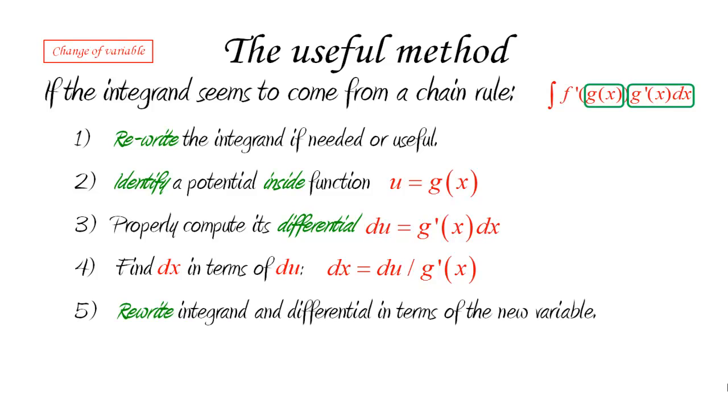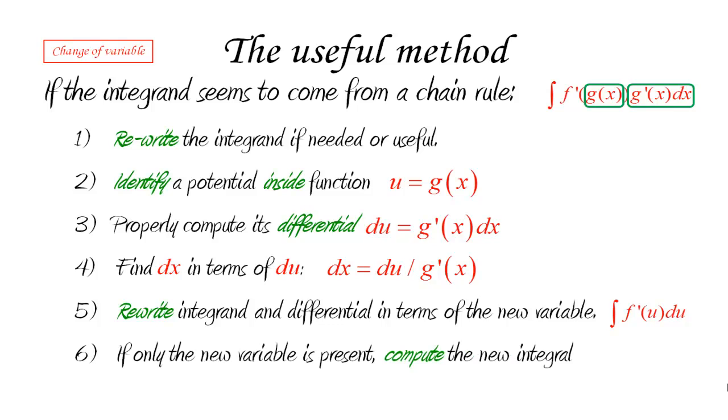Next, we're going to rewrite the integrand and the differential in terms of the new variable. So we're going to change, as the name says, the given integral to a different formula which will involve u instead of x. Okay, so we're hopefully going to end up with something that looks like this: integral of some derivative of a function of u in du. Now at this point, if only the new variable is present, we're going to compute the new integral. Assuming, of course, we know how to compute it. Assuming that the method is going to work. We're going to come back to these assumptions in a minute.